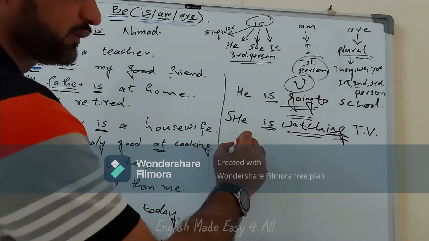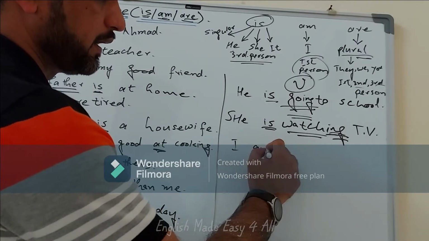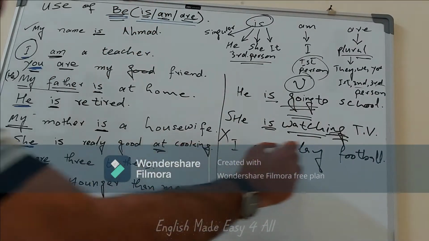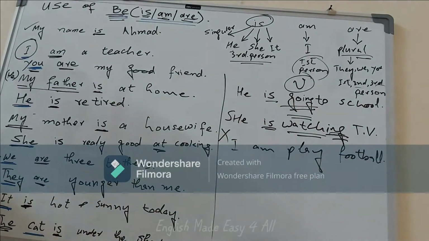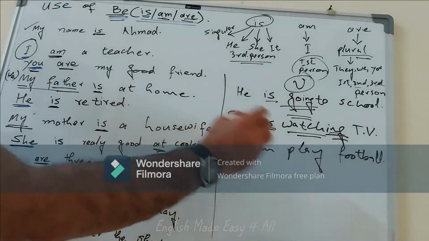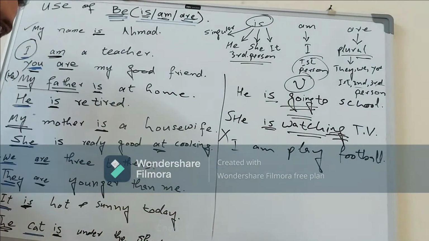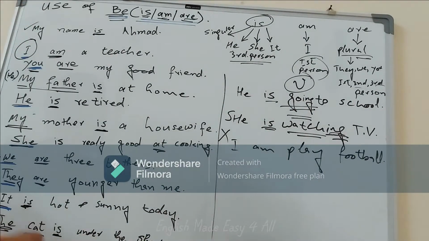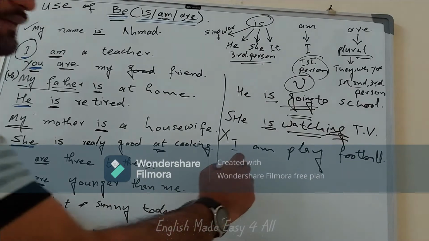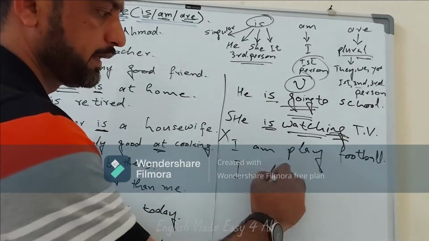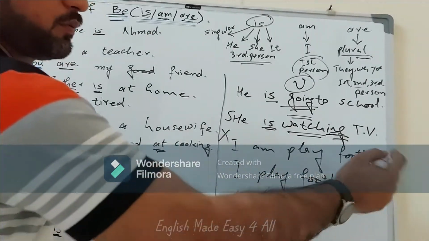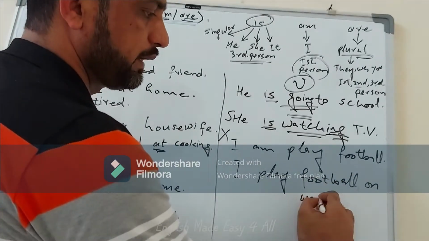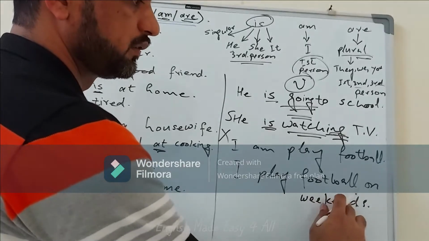So if you just write I am play football, this is wrong. If you put ing, then it's okay. And when you are saying I am playing football, it means now I am playing football. But if you just want to say that I play football, that is correct. I play football. When do you play? I play on weekends. I play football on the weekends.